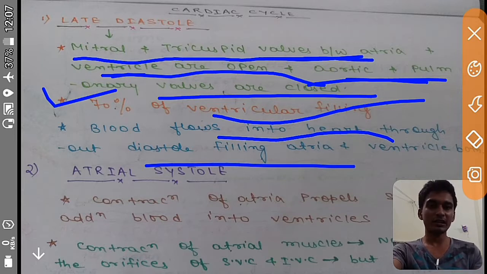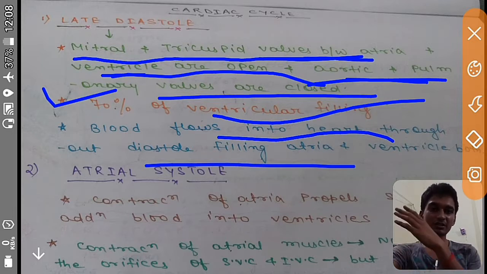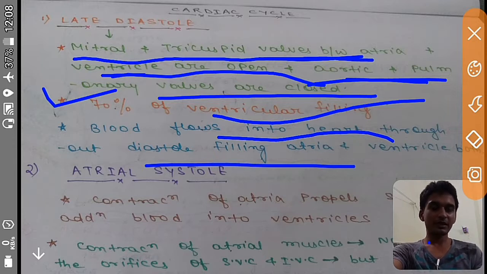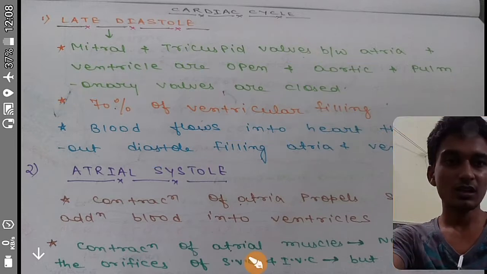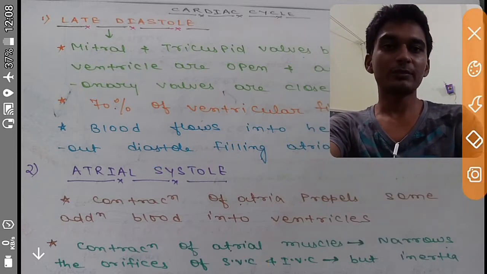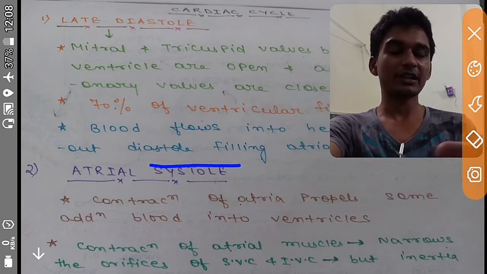So it is also known as joint diastole, because at that time the atria are also in diastole and the ventricle is also in diastole. Means the ventricle is relaxed, and the atrium is also relaxed. The blood which is coming from the inferior vena cava and superior vena cava is directly going through the atrium to the ventricle. No need of ventricular contraction. The speed at which blood is coming from the inferior vena cava and superior vena cava to the atrium, at that same speed the blood is going to your ventricle. So no need of contraction at this time. I have written here: blood flows into the heart throughout the diastole, filling atria and ventricle both.